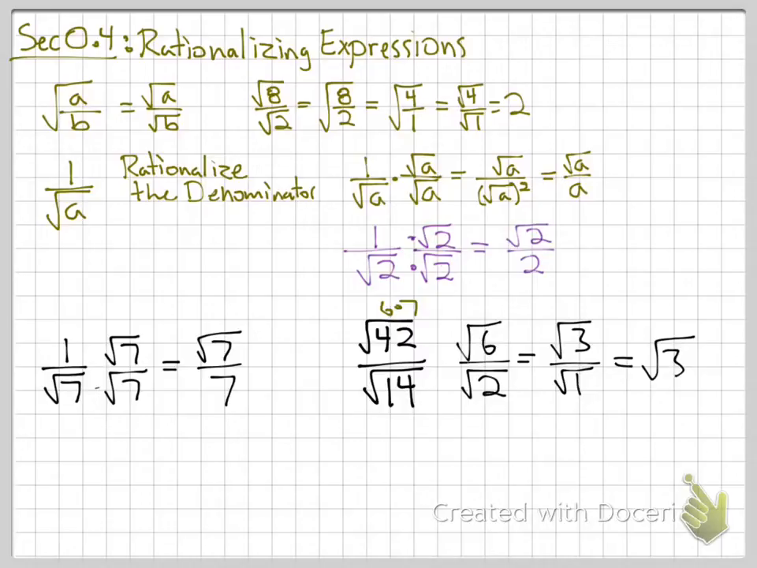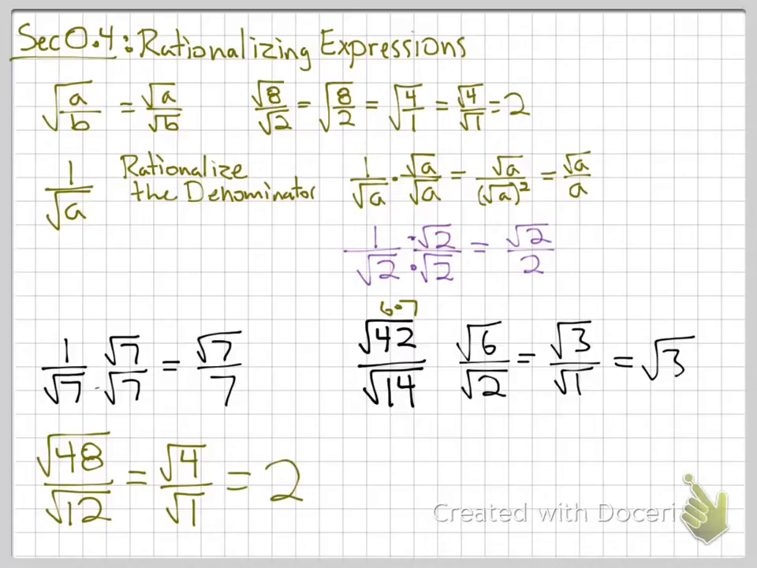How about square root of 48 over the square root of 12? Kind of. It'd be square root of 4 over square root of 1, which just becomes 2. Don't forget it's still in a radical whenever you simplify it. So you're left with square root of 4, you just make it into 2.